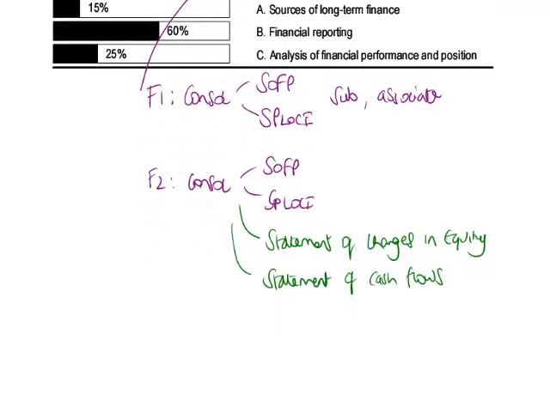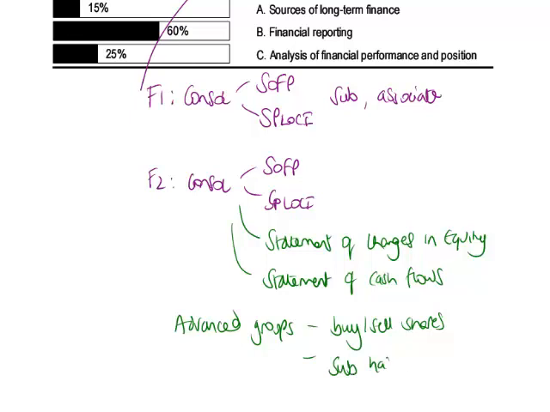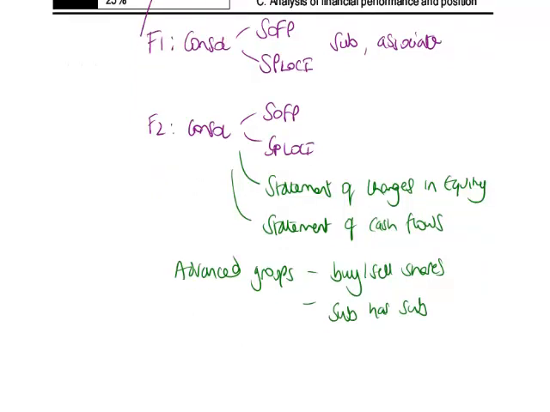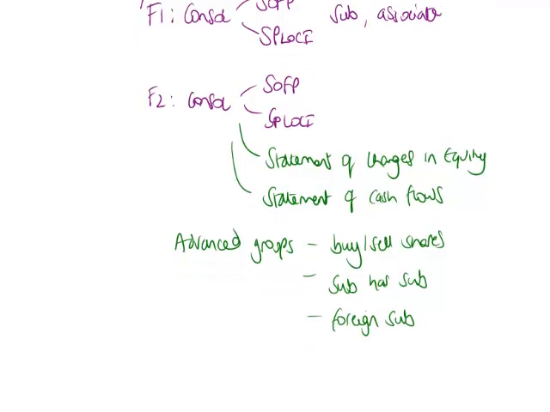What other angles of groups are going to come in? Well, we're going to be bringing in some advanced groups aspects. So the sort of things we're going to be seeing are buying and selling some shares in the year. We're going to also see a situation where your subsidiary has got its own subsidiary. How do we deal with that? And we're going to see what happens if we have a foreign subsidiary. So we're going to have to translate it before we consolidate it. And also, as well as subsidiaries and associates, which we're going to carry on seeing, we're going to see a new type of investment called a joint arrangement, where we have joint control.